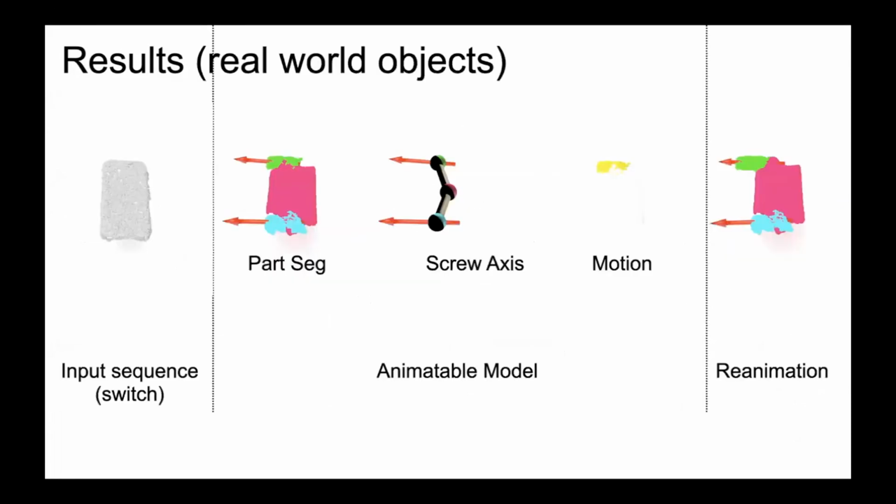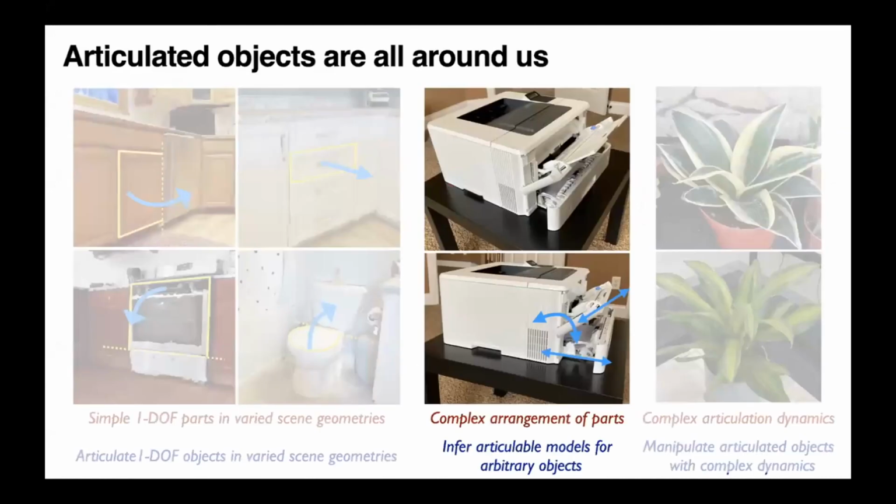Okay, so some of those results were on synthetic scenes that we had created, but you can actually do this on real world objects as well. So here's an object that you can articulate in different ways. You can record this point cloud video. You can reconstruct it using nice apps that you get on phones these days. And now you can pass it into a system, and you can infer the part segmentation, the motion, and you can actually reanimate this object. Yeah, so this was about how we can infer complex arrangement of parts.